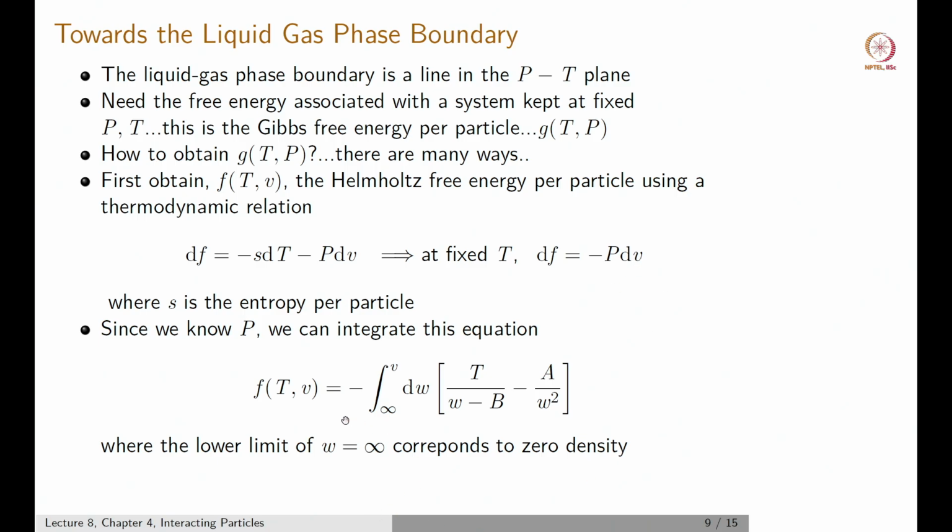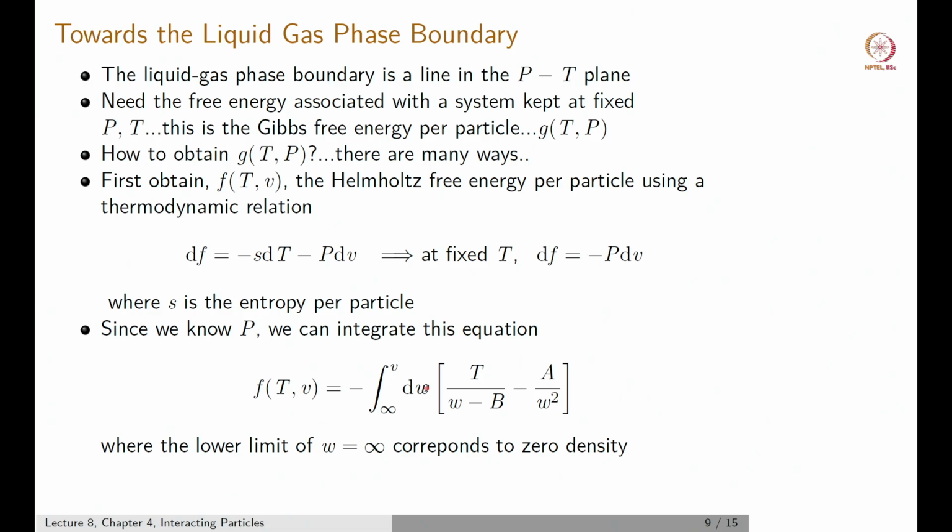I know P as a function of V, so I just integrate from infinity to V. Infinity is when specific volume goes to infinity, which means each particle is taking infinite volume, which means there are no particles in the system. Right, so I say something from vacuum to my current specific density, I do this integration, and so this W is a dummy variable for doing the integration.